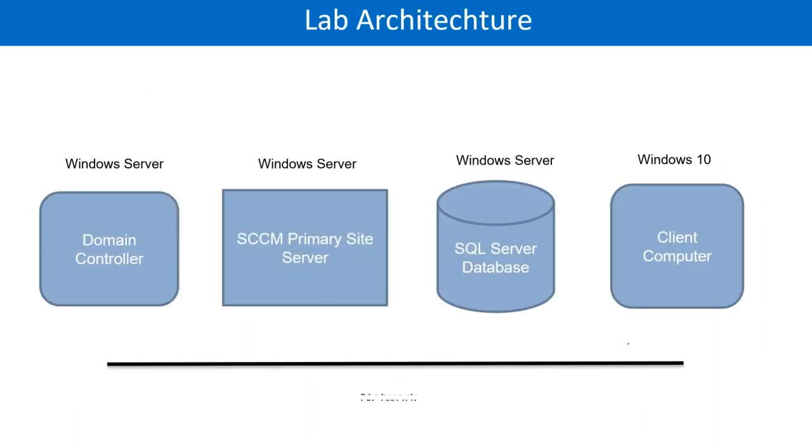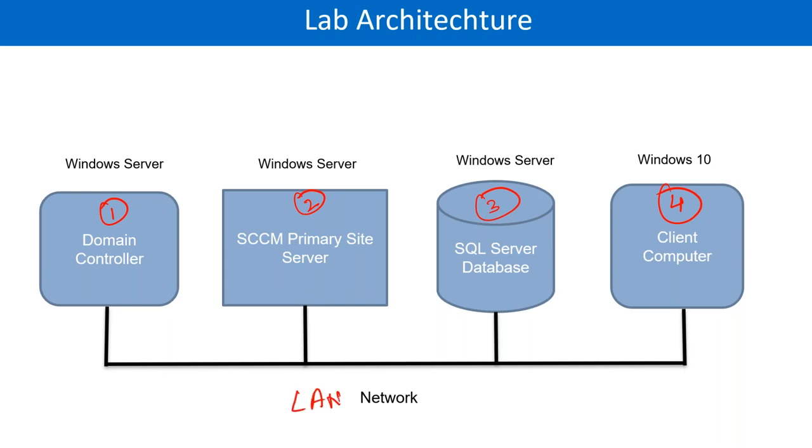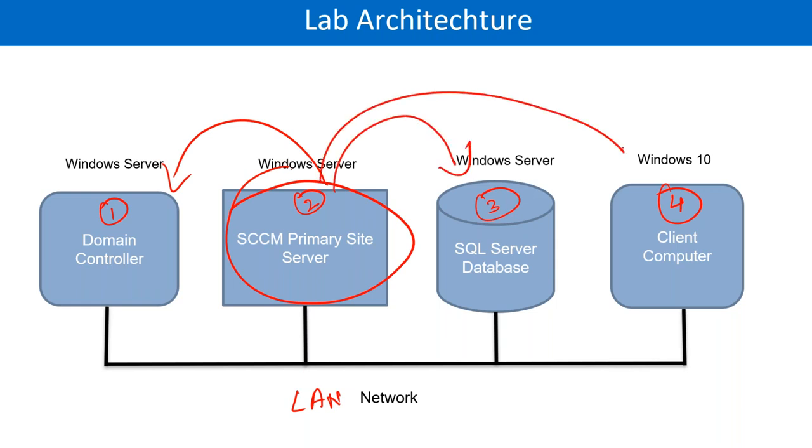Now the lab architecture will be like this. We will have four different machines. One is our domain controller, the second one is our SCCM server, the primary site server, the third one is our database server, and the fourth one is going to be a client machine like Windows 10 or Windows 7. All will be on the same LAN network so that they can talk to each other. This is going to be our primary site server, and from here we will be managing all the machines we have.